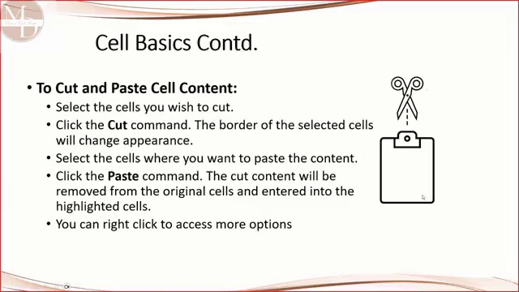And that thing that looks like a file is the icon for paste. So you can select the cell you wish to cut from. Click the cut command. The border of the cell will change appearance. Select where you want to paste, then paste it there. Click on the paste command. You can right click to access more options. Now let's go back and try it.